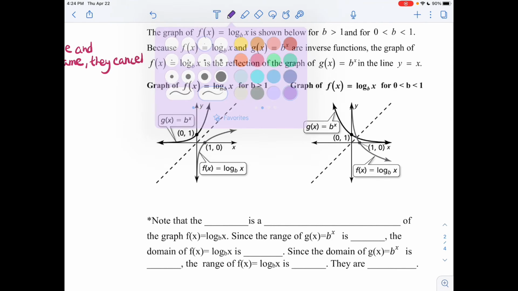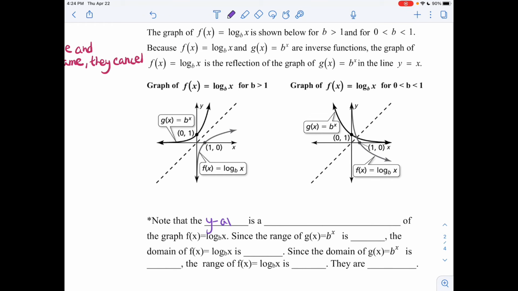So we already said that the y axis is a vertical asymptote of the graph f of x equals log base b of x. Since the range of b raised to the x is y greater than 0, then that means that the domain of this function, of our log function, is x greater than 0.